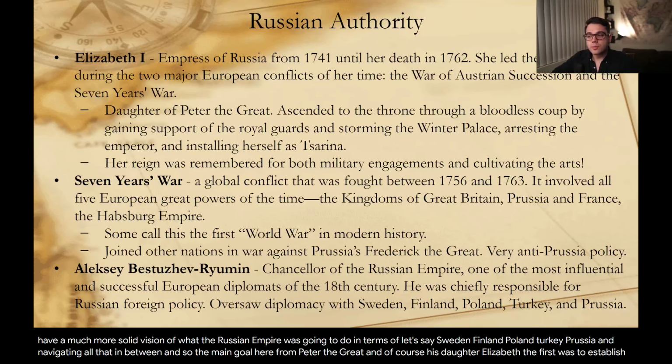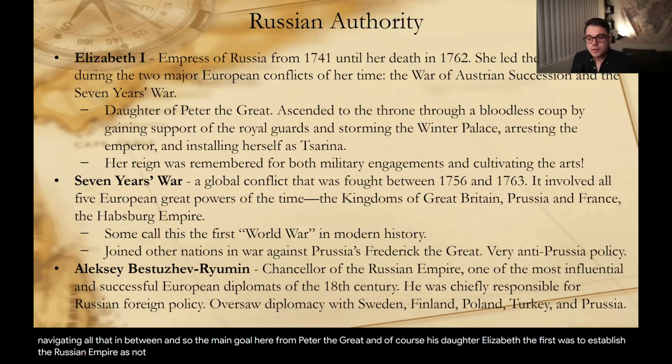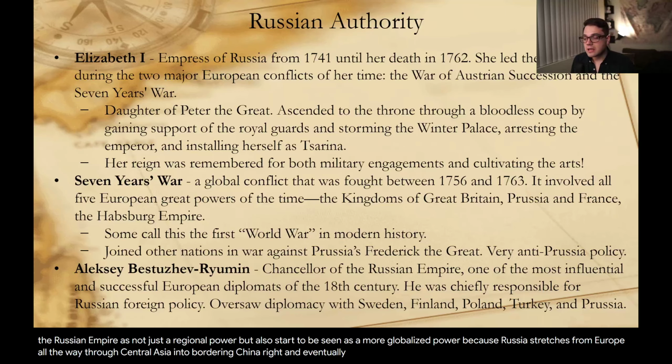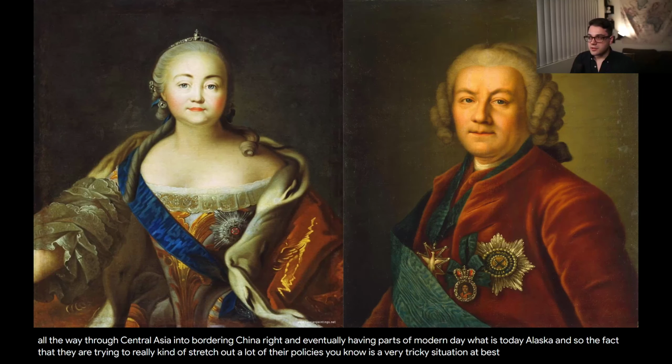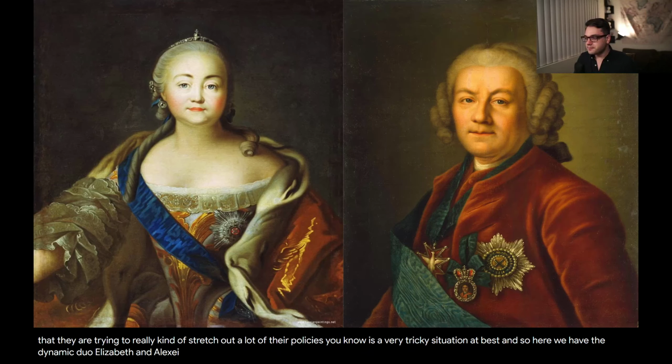And so the main goal here from Peter the Great and, of course, his daughter Elizabeth I was to establish the Russian Empire as not just a regional power, but also start to be seen as a more globalized power, because Russia stretches from Europe all the way through Central Asia into bordering China, right, and eventually having parts of modern day Alaska. And so the fact that they are trying to really stretch out a lot of their policies is a very tricky situation at best. And so here we have the dynamic duo, Elizabeth and Alexei.